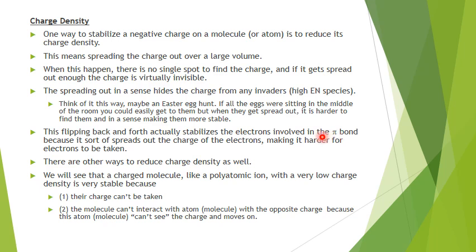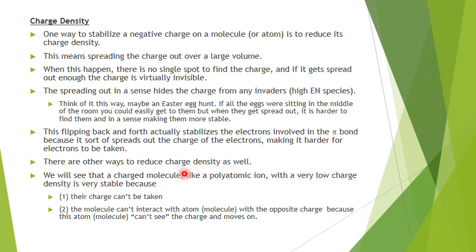So the electron is moving from bond to lone pairs, so it's moving back and forth. In a sense, it's spreading itself out. There are other ways to reduce charge density as well, and you'll get more into that if you take 122. It's a really important thing in terms of acid bases. We will see that a charged molecule, like polyatomic ions, has low charge density and is very stable.